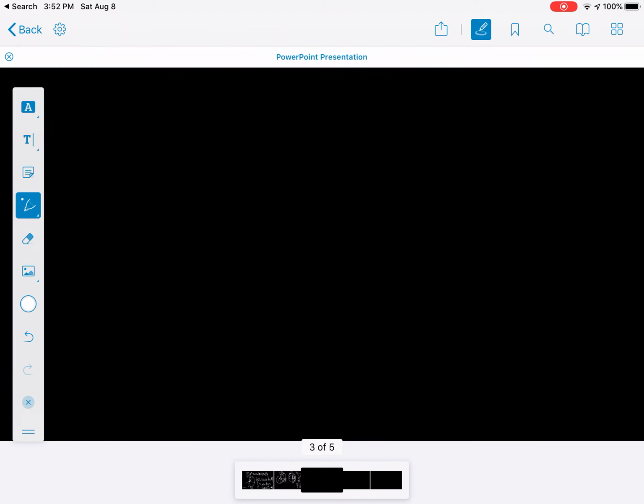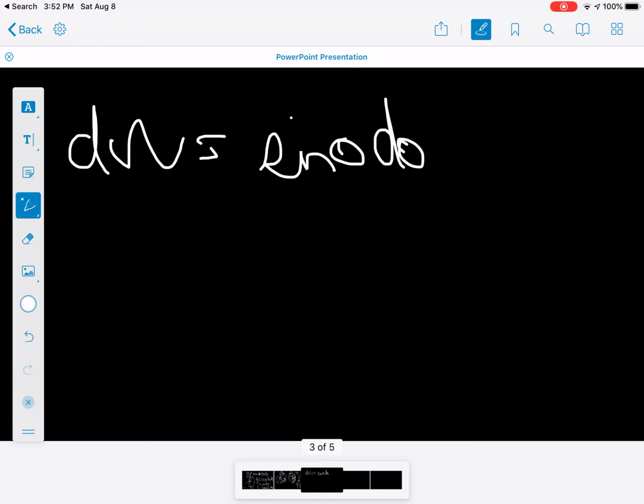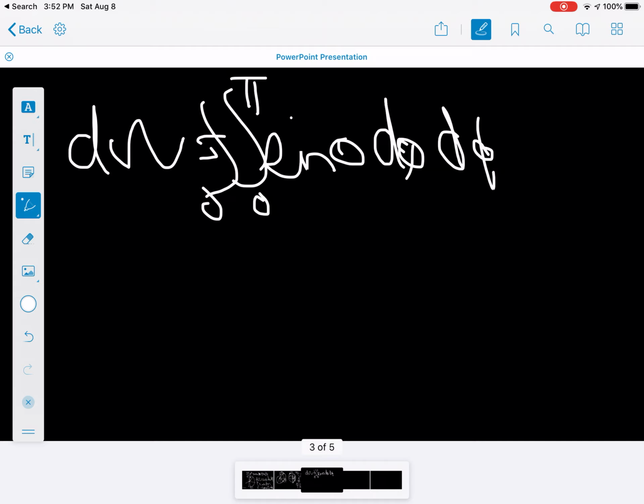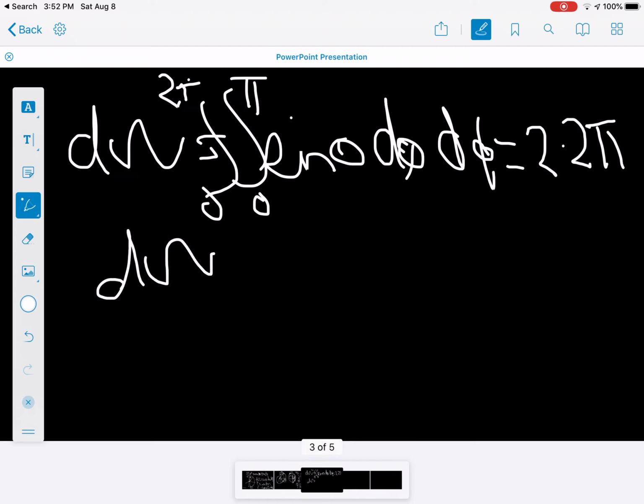Put it all together: d omega is equal to sine of theta d phi, theta goes from 0 to pi, phi goes from 0 to 2 pi. The theta part from before is 2, times 2 pi for the phi part, and you get that the solid angle is equal to 4 pi.